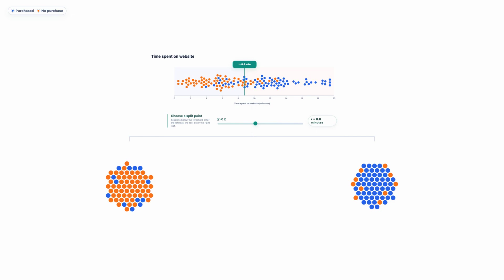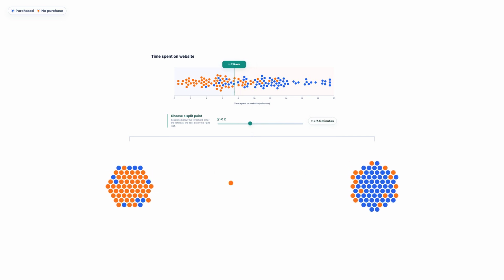Once the leaves exist, we can ask a new question: are these leaves cleaner than the original parent group? At this point, 8.5 minutes is not a winner. It is only one candidate we know how to score. Now watch the membership of the leaves. As tau moves, the line is not the only thing changing. Individual sessions cross from one leaf to the other.